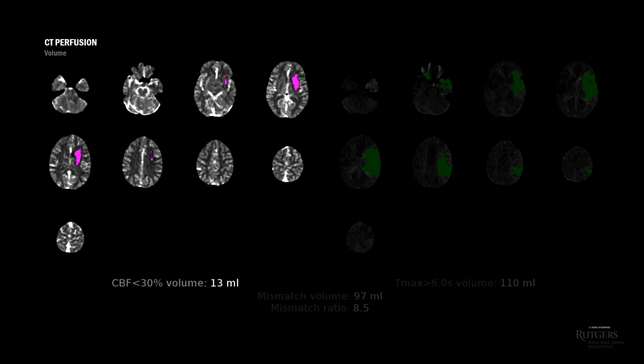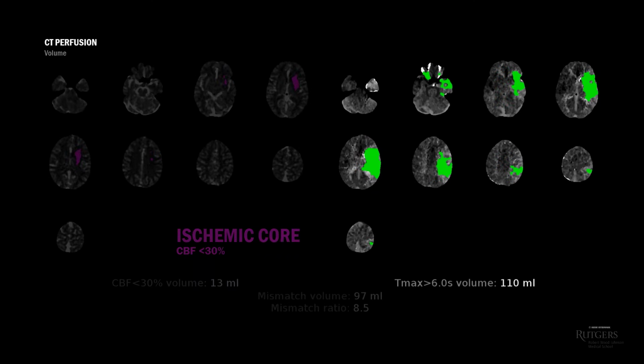On the left is the volume of a region with cerebral blood flow less than 30% of patient's normal. CBF less than 30% cutoff is widely validated in clinical trials. On the right is an area of Tmax with a delay more than 6 seconds. This metric provides a reasonable estimate of final infarction in patients without reperfusion. So Tmax is used as a surrogate for penumbra.